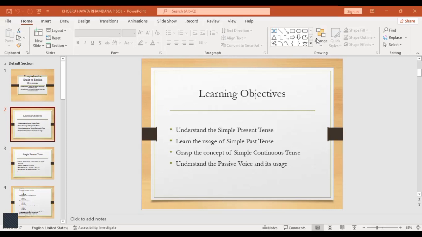Number one, simple present tense. The simple present tense is one of the most basic tenses in English. This tense is used to express habits, routines, general facts, and actions that are true all the time. One of the best ways to remember when to use simple present tense is by thinking of it as the tense for actions that are repeated or habitual.